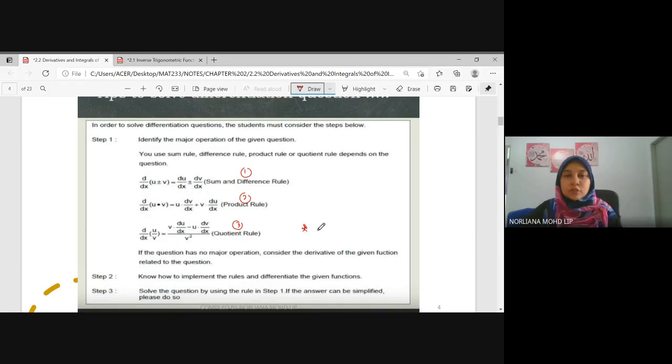Differential of logarithmic function. If there is a complex function, apply ln. Okay, step 2, know how to implement the rules and differentiate the given function. And number 3, solve the question by using the rule in step 1. And then if the answer can be simplified, please simplify the answer.